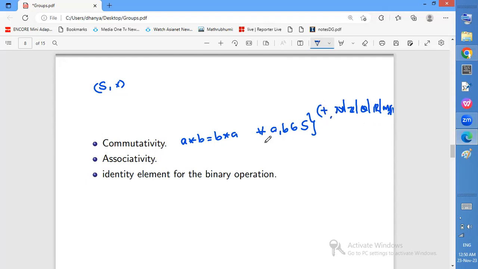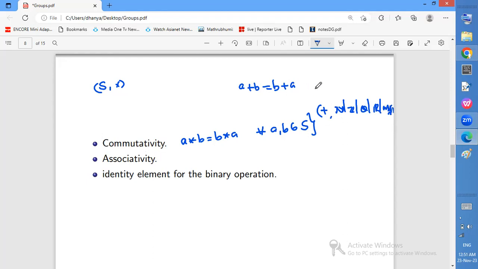In all these cases, the operation is commutative because this is addition, right? So given any two numbers, we know that addition is commutative. Given any two complex numbers A and B, we know that A plus B is equal to B plus A. That means addition is a commutative operation on all of these sets.